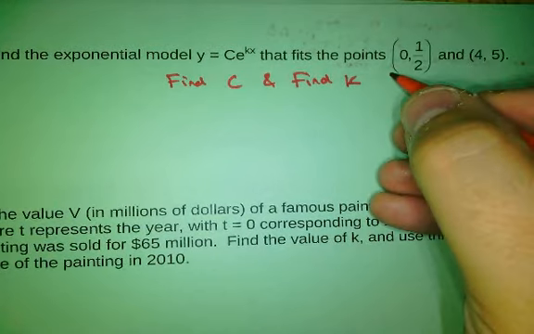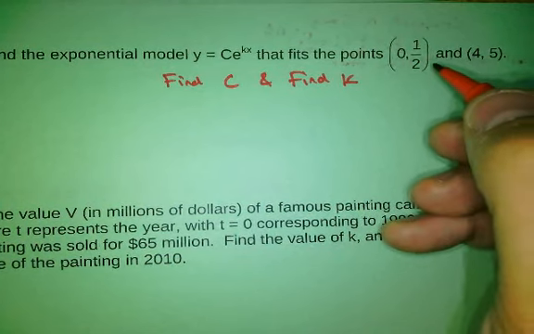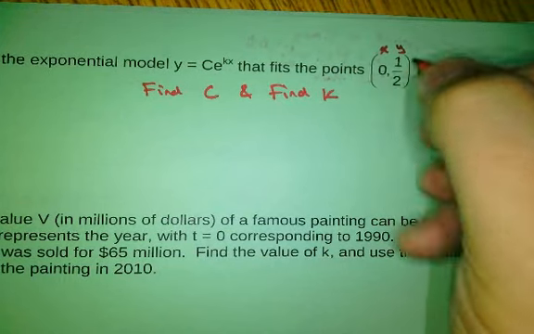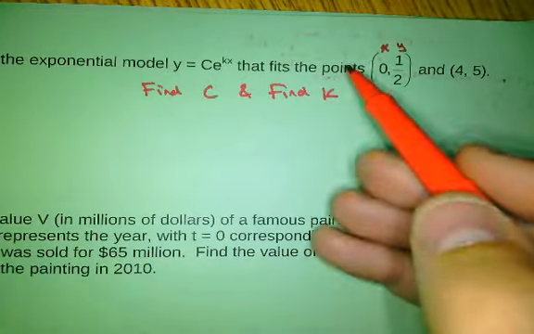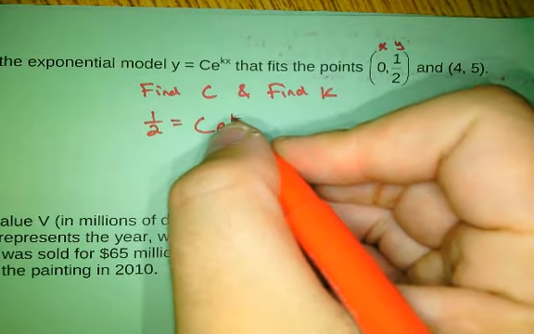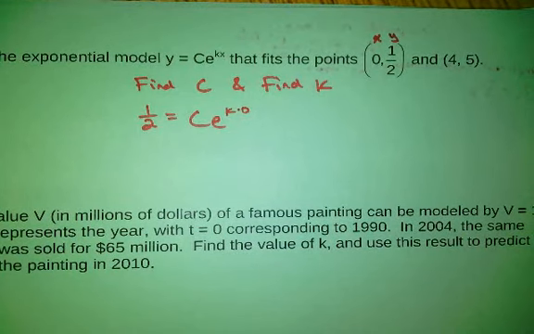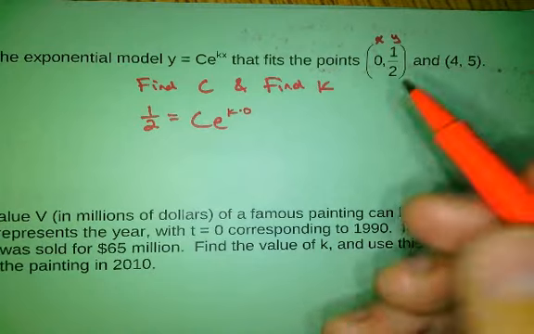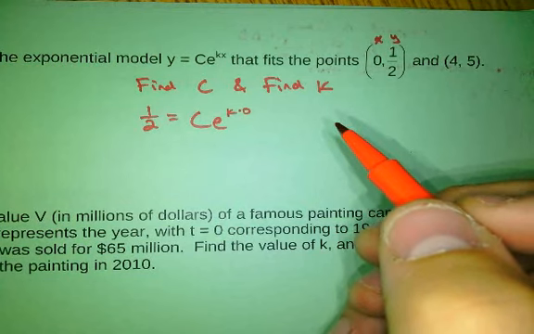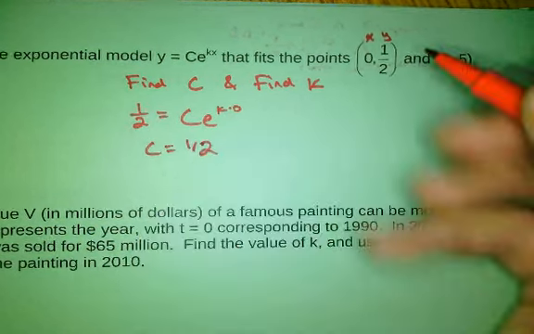When we find C and find K, all you're going to do is plug in your initial values. If there was ever a 0, I plug that in first, because that's the easiest thing to ever plug in your calculator. In this case, this is Y, and this is X. So I'm going to plug in 1/2 equals C e to the K times 0. Now, why is 0 so special? Because K times 0 is 0, e to the 0 is 1. So C is equal to 1/2, which is the initial value anyway, so I didn't even need to show you all that work.